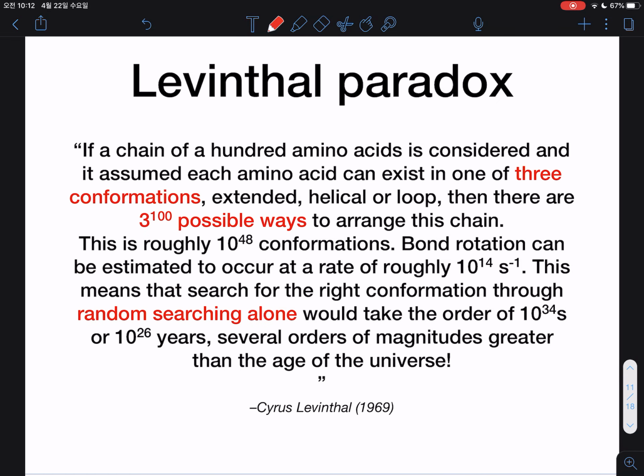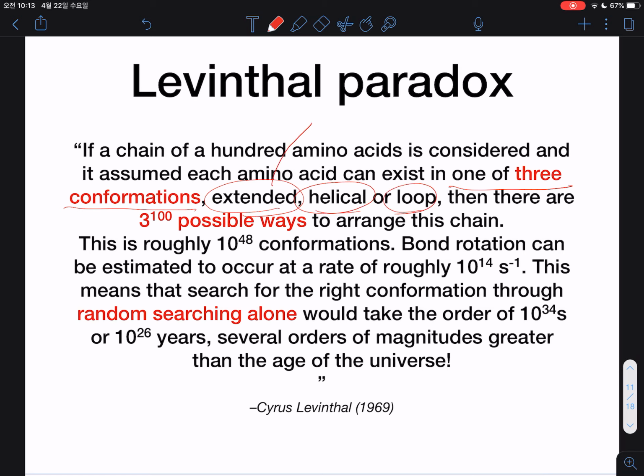Once Anfinsen found his principle and performed his experiment, another scientist called Levinthal suggested a paradox. If a chain of 100 amino acids is considered, and it is assumed that each amino acid can have one of three conformations, like extended, helical, or loop.